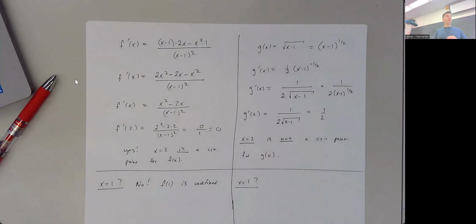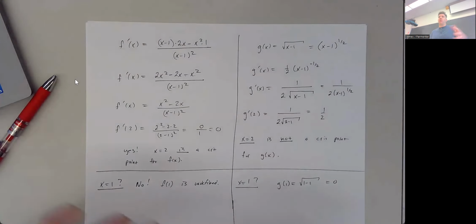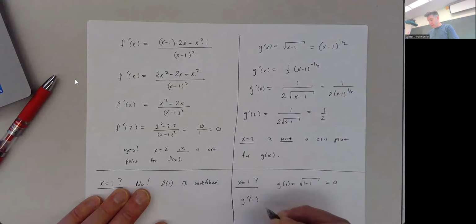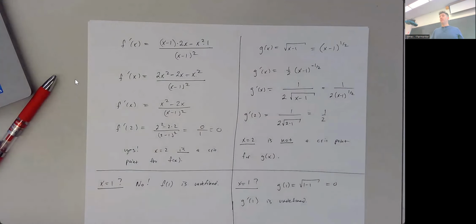Yes, it is this time, because g of 1 does exist. g of 1 is equal to the square root of 1 minus 1, which is 0. I don't care that it's 0 or 5, I just care that it exists. 1 is in the domain of g of x. And more importantly, g prime of 1 is undefined. Well, that exactly qualifies. If the function is defined somewhere and the derivative is either equal to 0 or is undefined, then we have a critical point. And we're definitely meeting that qualification here. g prime of 1 is undefined and 1 is in the domain. So we're good.